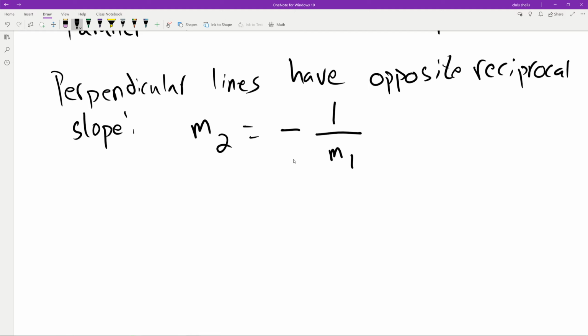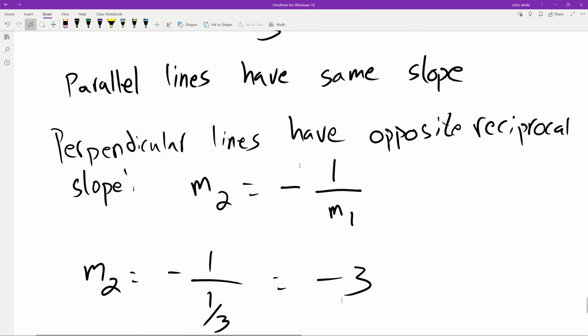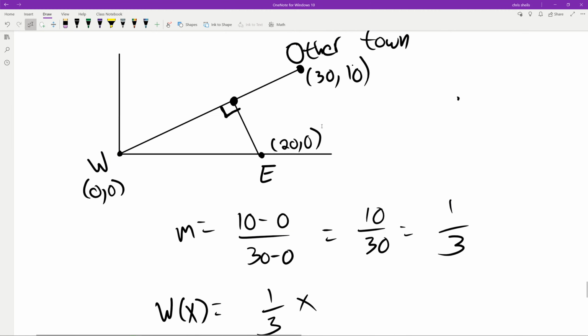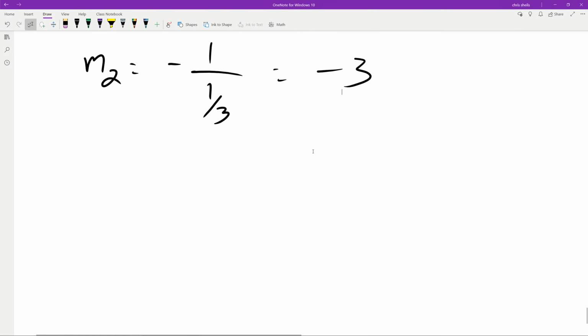So I said that this line is perpendicular to w of x, which was 1/3 x. So my m2 here is going to be negative 1 divided by 1/3, which is going to equal negative 3. So I need a line that has a slope of negative 3, and it passes through Eastboro, so it passes through the point (20, 0).